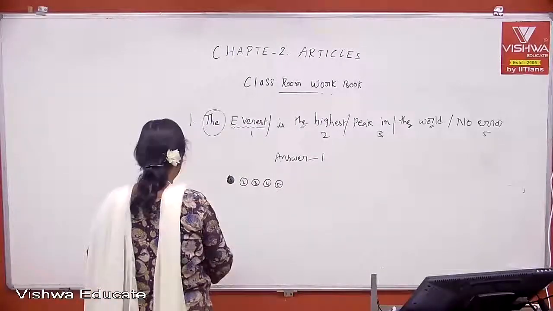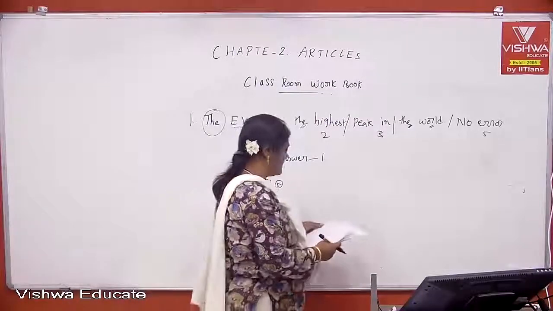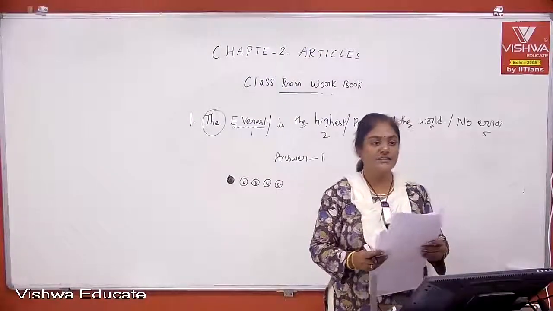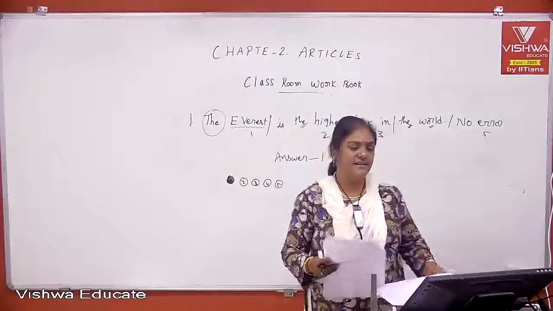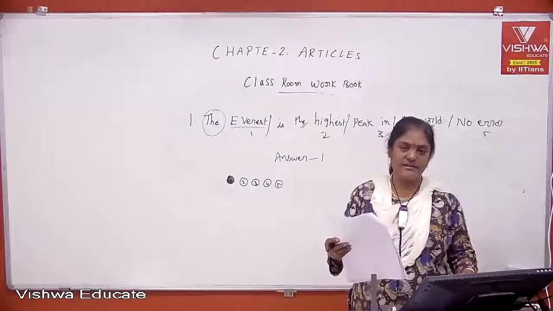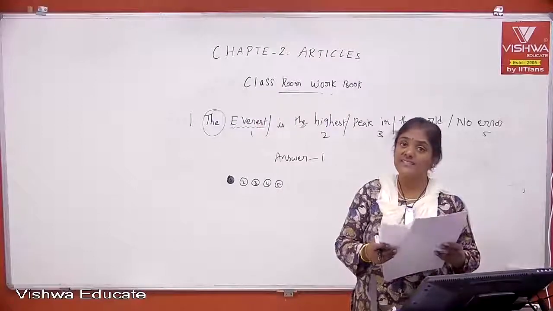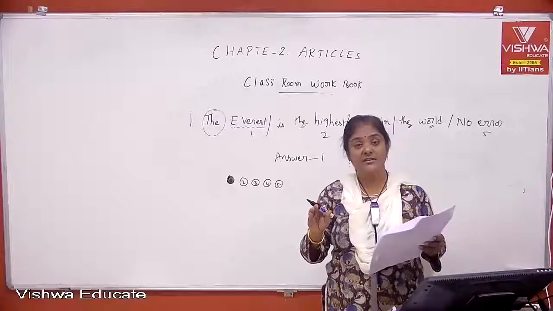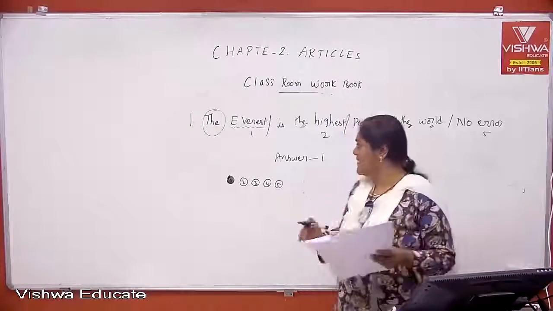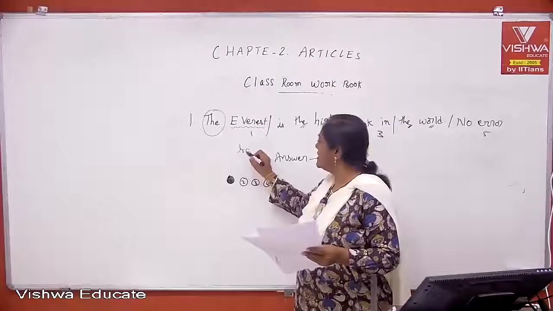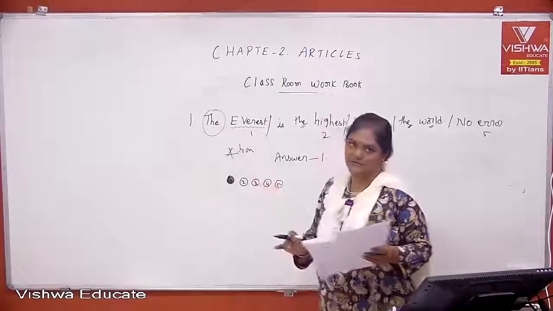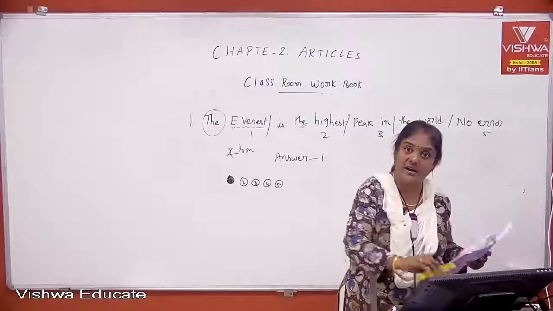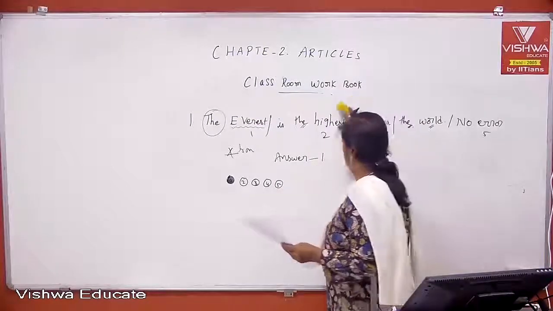Look at question number 2. An iron is a controlled commodity. You know what iron is? It's a metal, right? So what is a metal? A material noun. When it is a material noun, then no article comes before it. So you cannot say an iron. You have to say only iron. Okay?